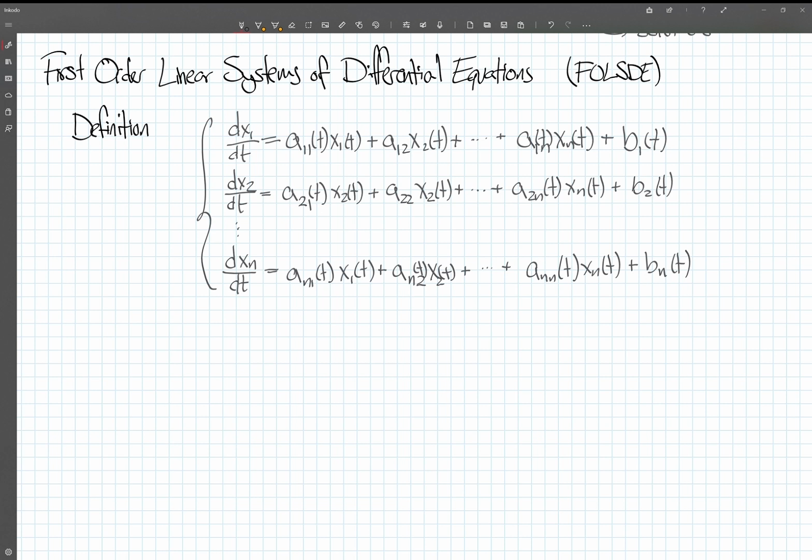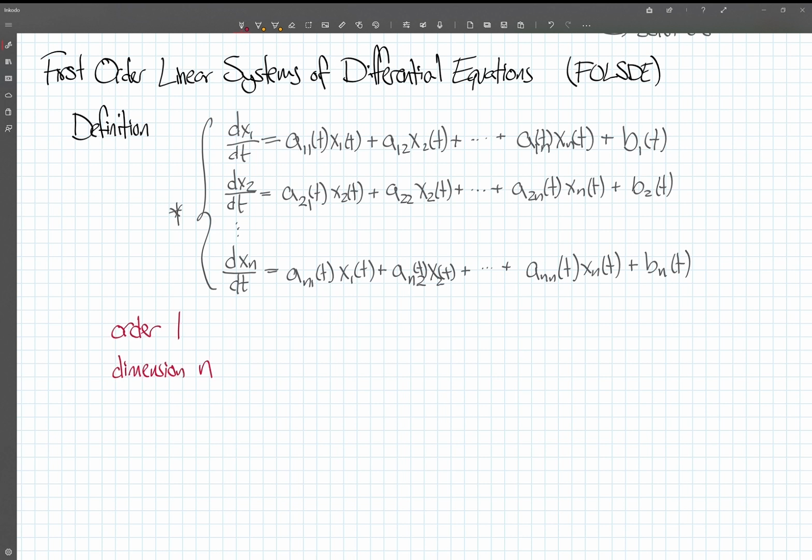You have n variables, call them x1 through xn, that we're trying to solve for. Each one of those, the derivative can be expressed as a linear combination of x1 through xn. The coefficients of that linear combination are allowed to depend on t, so they could be functions. And then you're going to be able to add a b1, b2, etc. up to bn.